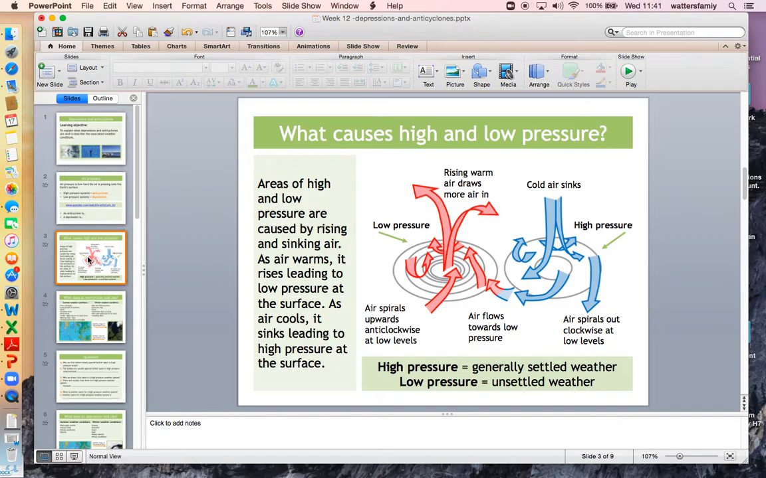A high pressure system generally gives Britain settled weather, like we had in March and April into the beginning of May, when it was really very warm and almost the same every single day. The low pressure system is what we've had for the last couple of weeks, where in any one day it's going to be nice, and then it's going to be really unpleasant. The wind is going to be stronger, and you're going to get rain.